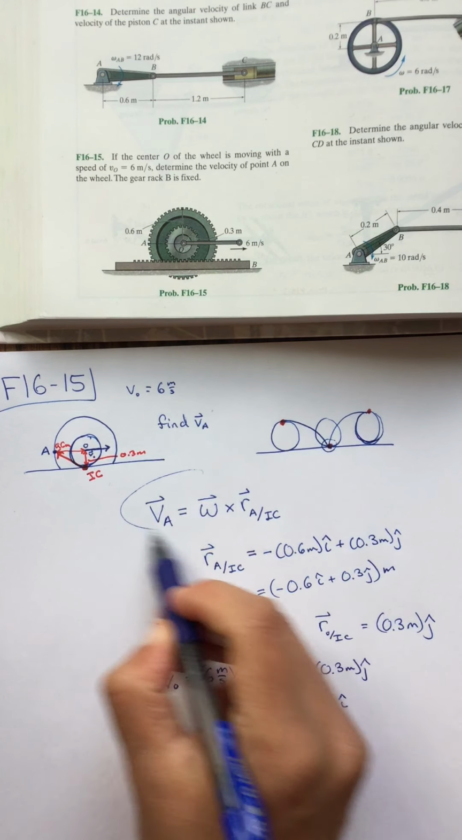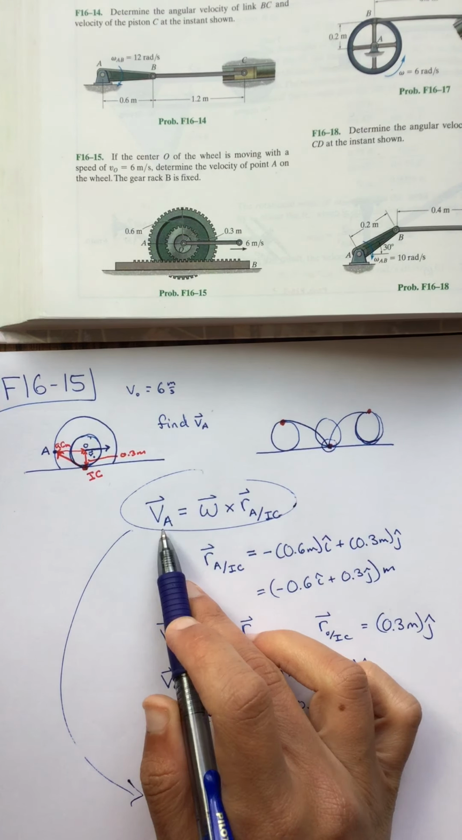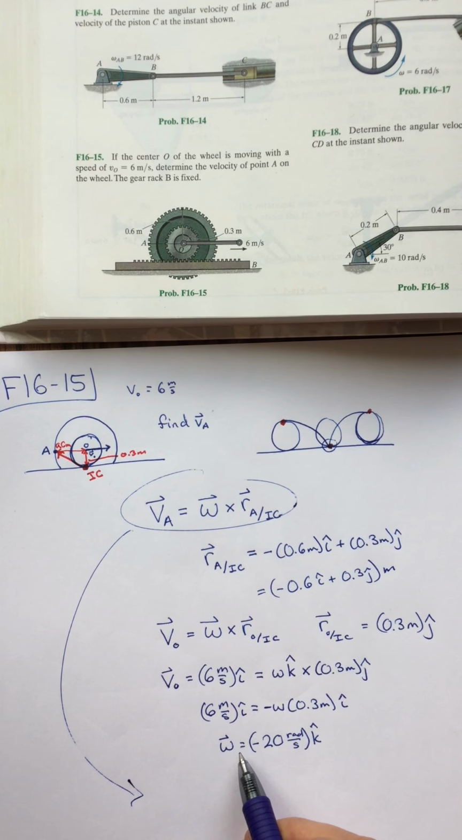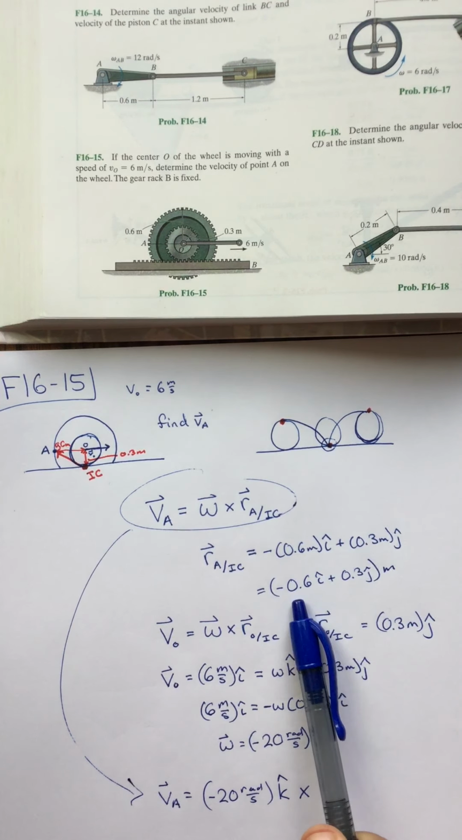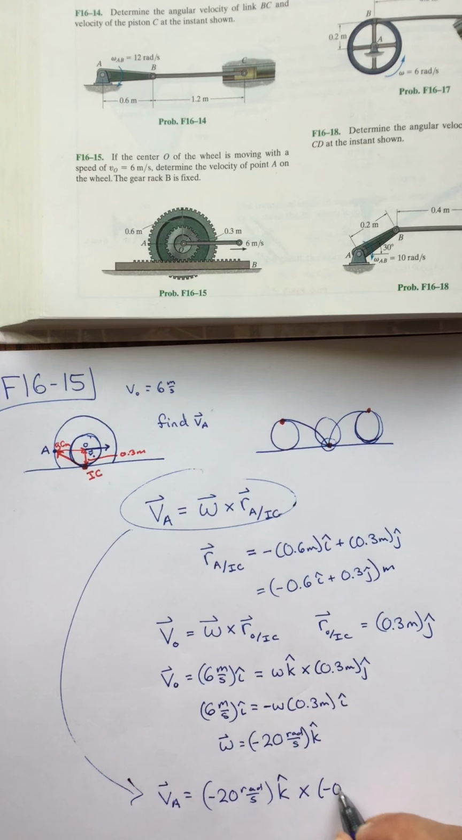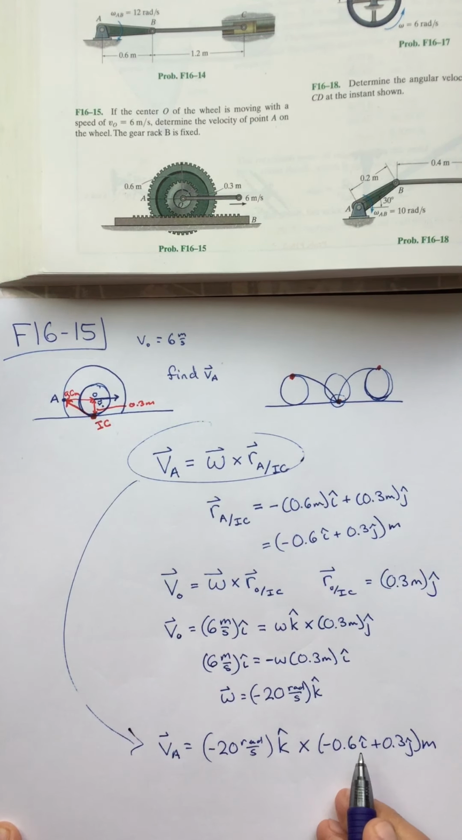Okay, we're using this equation here now. To find VA, I have my position vector already, and now I have my angular velocity vector. So I have VA is equal to negative 20 radians per second in the k hat direction crossed with my vector for the position here. So that's negative 0.6 I hat plus 0.3 j hat meters. So I have k hat crossed with I hat. K hat crossed with I hat is j hat. So this is negative 20 times negative 0.6. And that gives me 12.